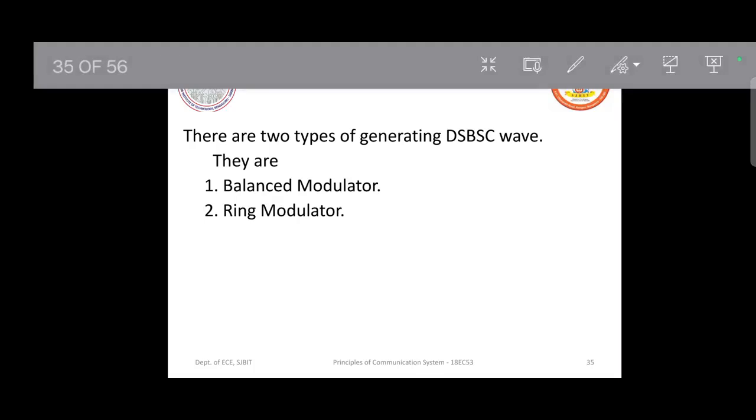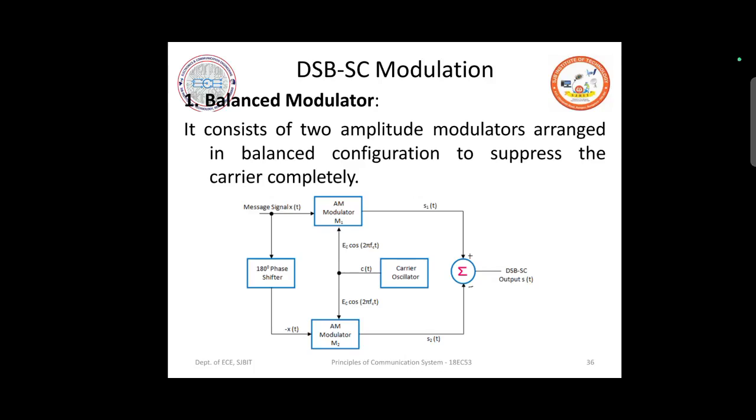Okay, and let's see what are the two different ways of generating the DSBSC wave. First kind is what is called a balanced modulator. Second one is called the ring modulator. Let us see what these are. How does a balanced modulator look? A balanced modulator will contain two AM modulators. It will also contain a 180-degree phase shifter, and it will have a carrier oscillator.